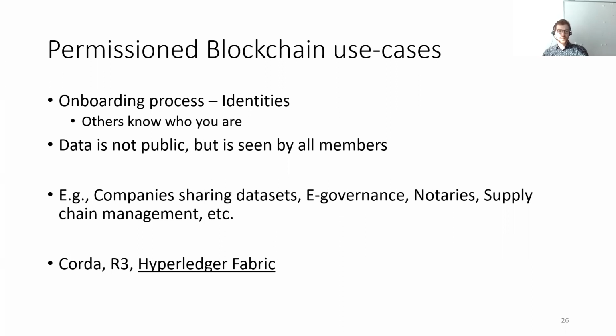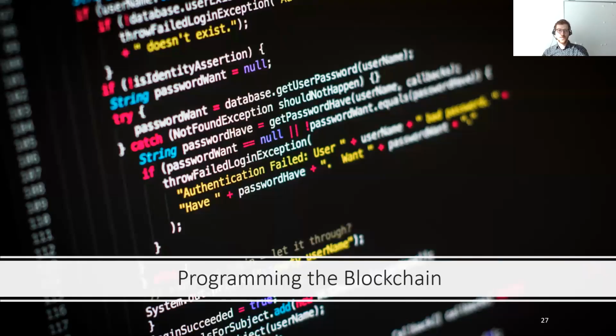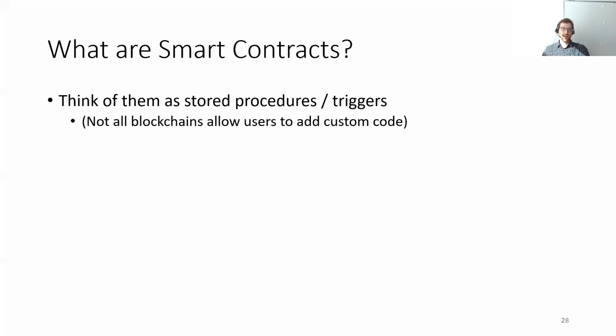And as I said, use cases are like companies sharing data sets, e-governance, notary, supply chain management, and so on. So this is something where I would say the database thinking comes into place. Once we talk about permissioned blockchains, that's where programming the blockchain becomes more interesting. And smart contracts, as you have probably heard, are the way to program these blockchains to add user-defined functionality on top. You can think of them as stored procedures, or in some cases like triggers, that run on the blockchain.